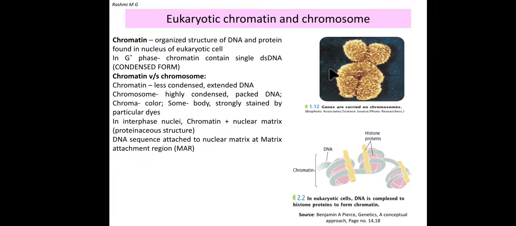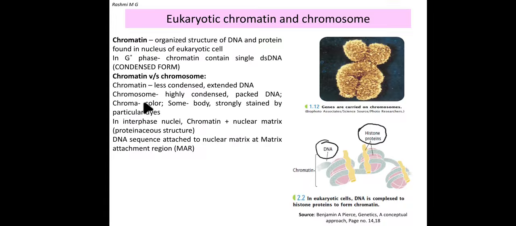So let's see this structure. Genes are carried on chromosomes. See, it is highly compact, packed DNA. Here it is extended DNA: packed DNA is the chromosome, extended DNA is chromatin. So chromatin is an organized structure of DNA and protein, and the protein we are talking about is histone protein. DNA plus histone protein makes chromatin, which is found in the nucleus in G0 phase. Chromatin is less condensed, an extended DNA. Chromosome is highly condensed, packed DNA.